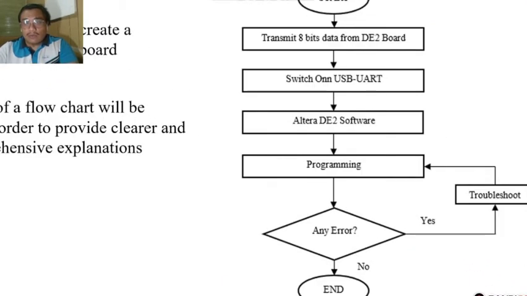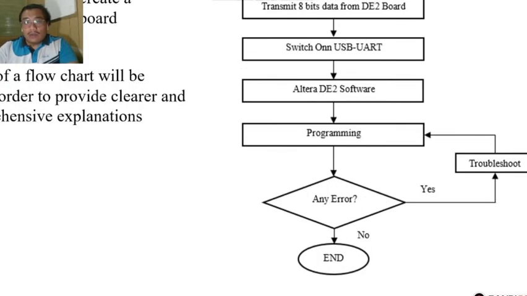So we can see we start and then we transmit 8 bits data from the DE2 board, and then we switch on USB UART, and then we go to Altera DE2 software, and then we start the programming. After that, we see if there is any error, we have to troubleshoot and do the programming again. If there is no error, then it will be the end.